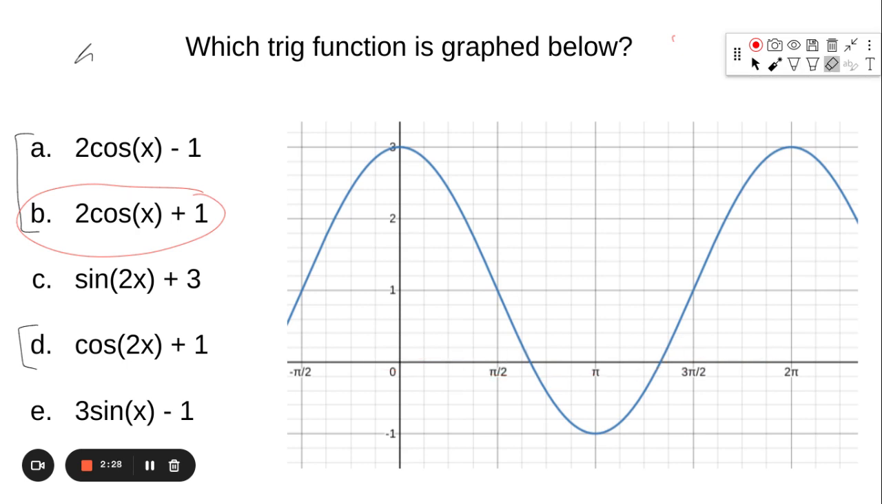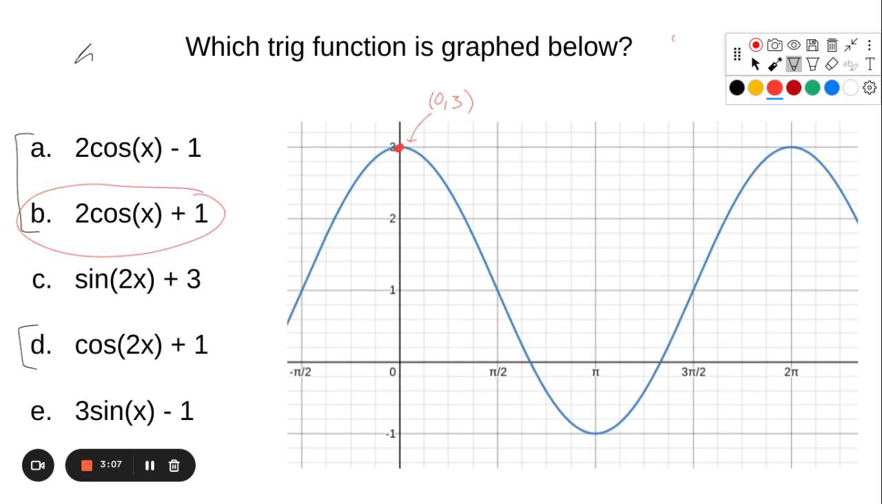Now, the other way that you can tell this type of thing, besides memorizing all those vertical stretch and compression rules, which just take time, is to pick out a test point. So if I look here at my y-intercept, that is (0, 3). What that means is that if I plug in 0 for x, I should expect to get a 3 back. That's usually the way I would do these whenever I was in school.